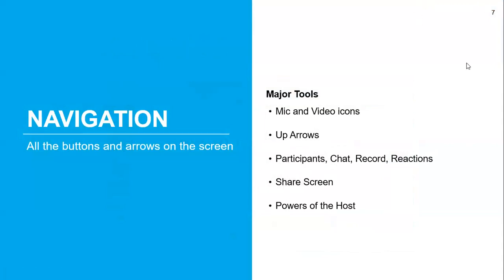So, navigation. Let me talk about this. If you go down to the bottom of your screen, you're going to see these mic and video icons. These are self-explanatory. If you hit the mic icon, then you cut your mic off. And as an etiquette thing, you should always be muted if you're not speaking in a meeting, because you'd be surprised how sensitive these microphones are on your computer or whatever device you're on.